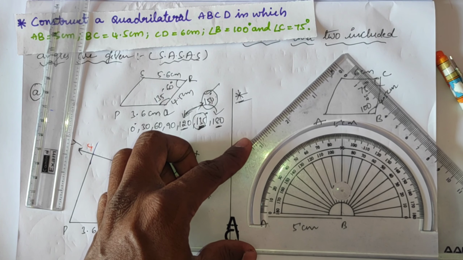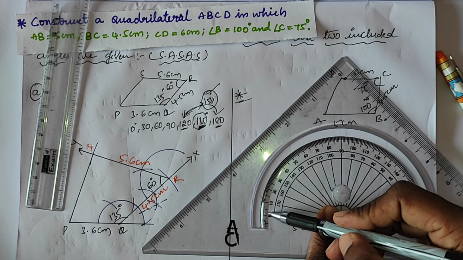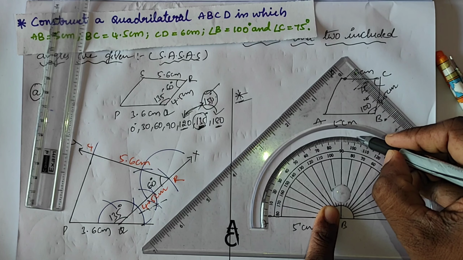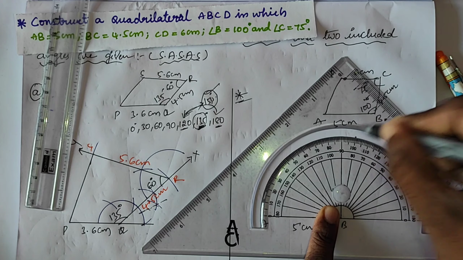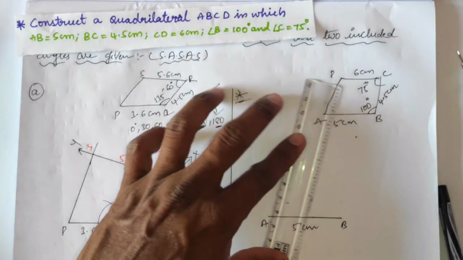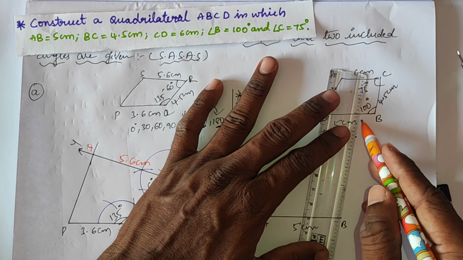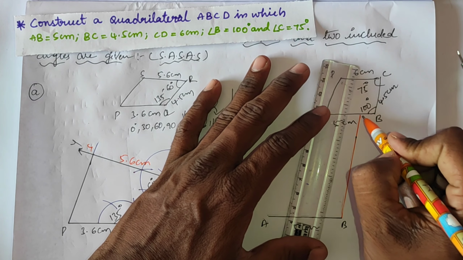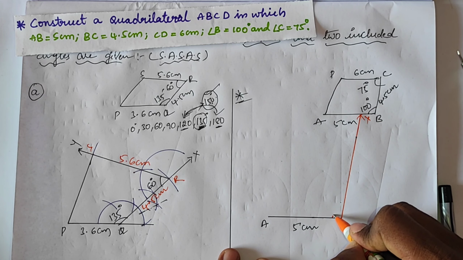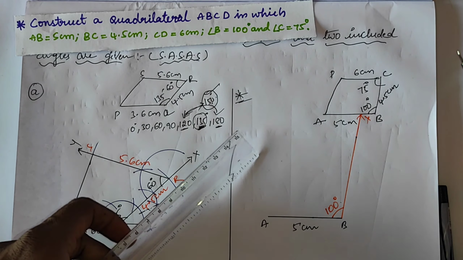So taking B as a center, we have to measure how much? 100 degrees. 0, 10, 20, 30, 40, 50, 60, 70, 80, 90 and 100 degrees. Marking dots. Now I am extending this ray. From B I am drawing a ray. So take BX as a ray and the measure is how much here? 100 degrees. Completed.